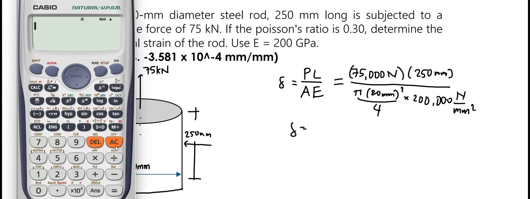Solving, we get the deformation equal to 75,000 times the length of 250 millimeters divided by the area of the circular shaft, that is pi times 20 squared divided by 4, multiplied by the modulus of elasticity. Solving, we get 0.298 millimeters.